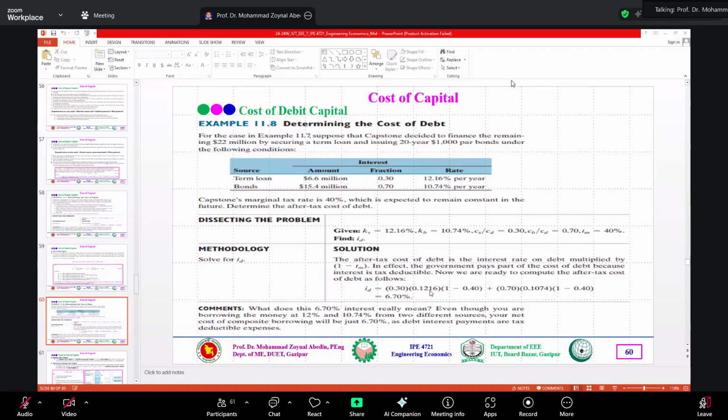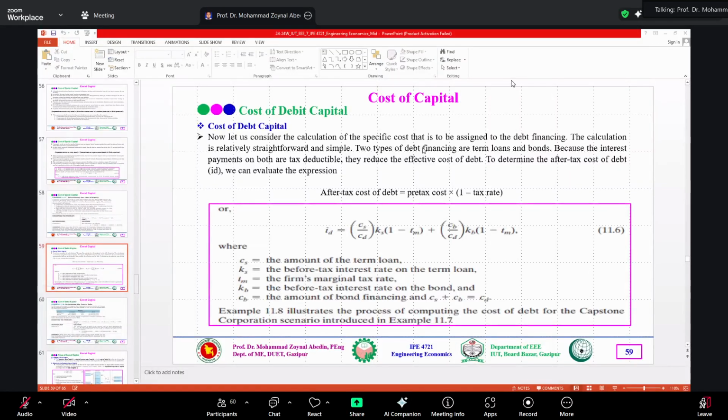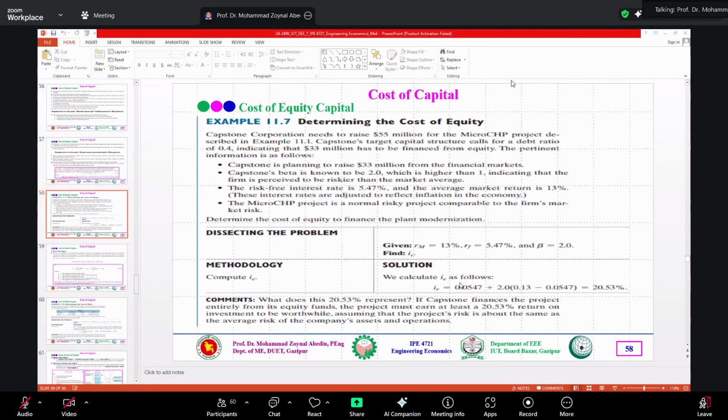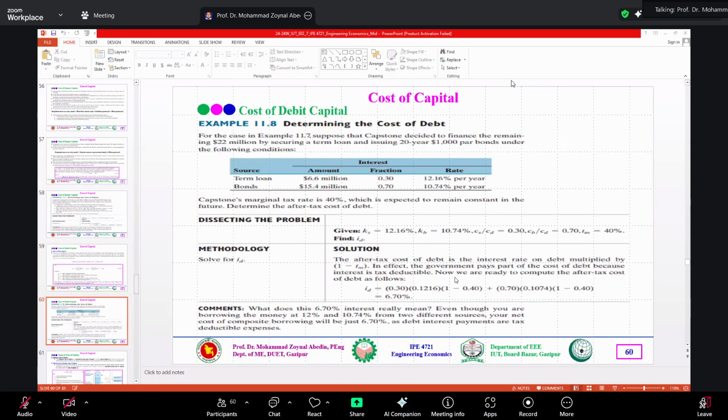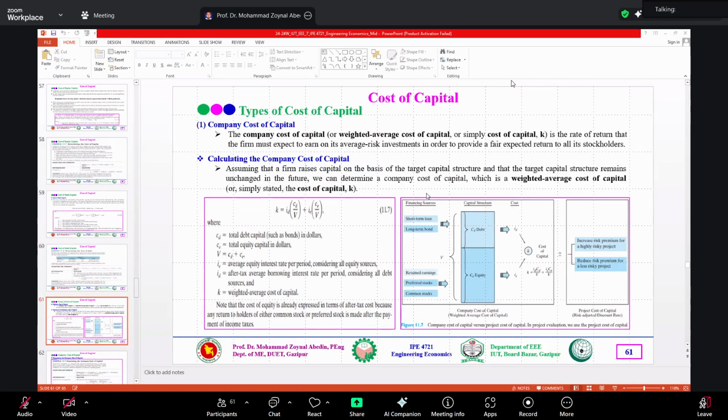So this is the result. With the same example, we can calculate the cost of capital by using this formula, and the cost of debt by using this formula. Okay, here. So the company cost of capital. Another one is the company cost of capital, the whole company's cost of capital.